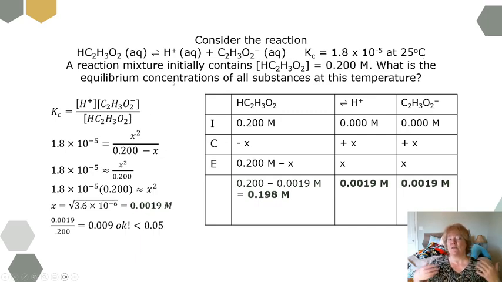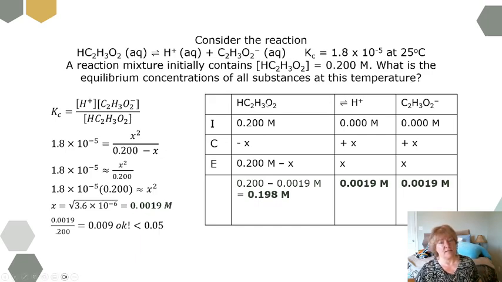It goes on to tell me the reaction mixture initially contains 0.2 molar acetic acid. It didn't say anything about the products, so we can assume that initially they should be 0. And it asks me, what are the equilibrium concentrations of all the substances at this temperature?